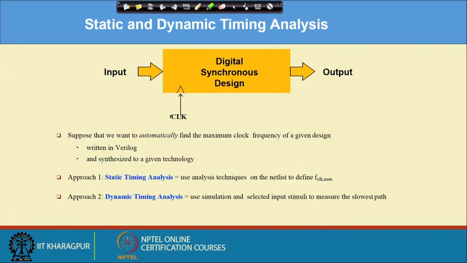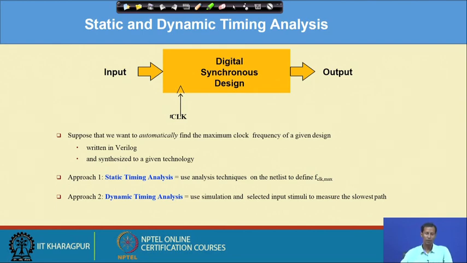Whenever we are doing timing analysis, why do I need to do it? To find out this f clock. In this particular system, you see this f clock is the clock which is connected to each of the synchronous elements present within this digital synchronous design, right.